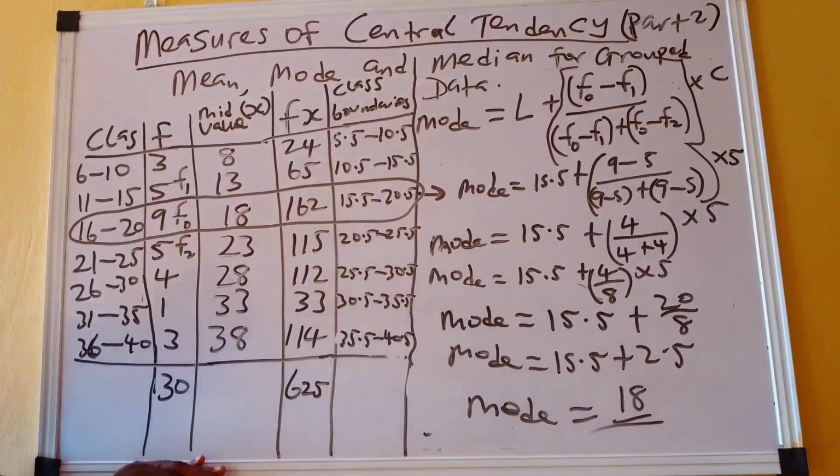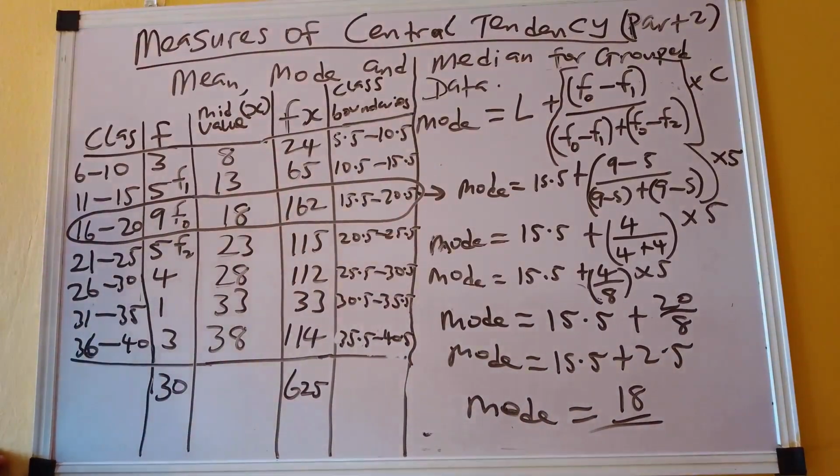Remember, our mean was 20.83. Now our mode is 18. This is the formula for calculating the mode. This is how the mode is calculated.